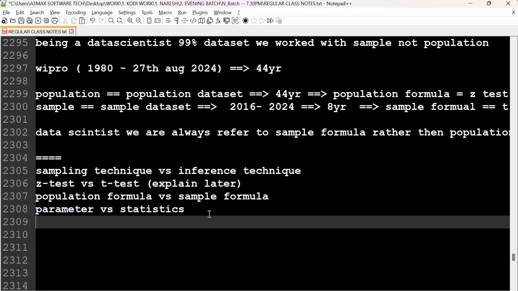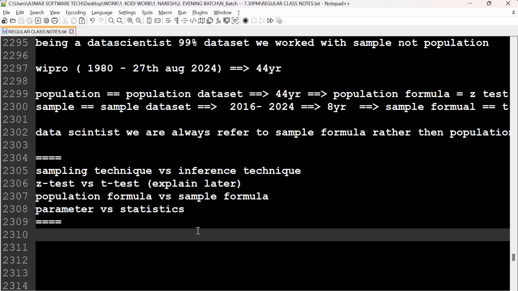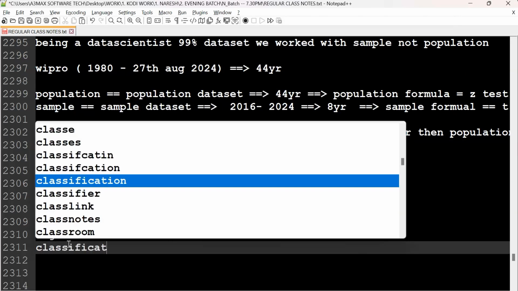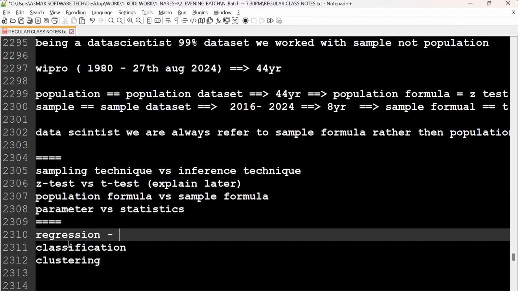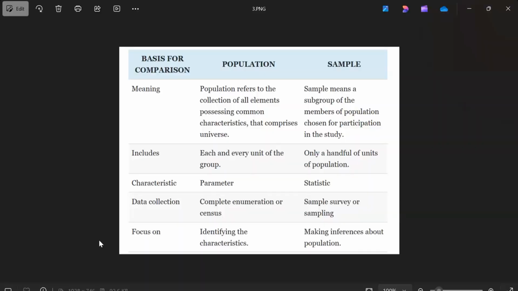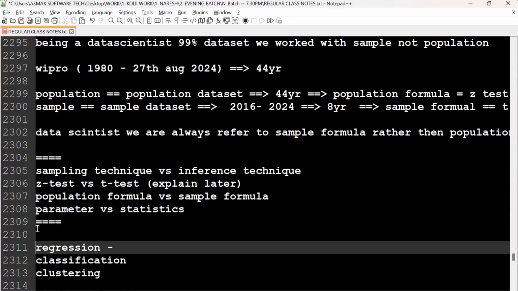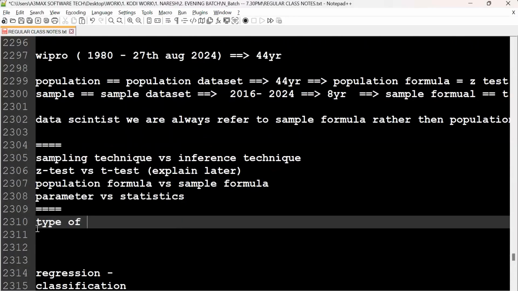So this was the first topic of statistics. Can we go to the next topic? What is regression, classification, clustering? Okay, now before I continue this, I want to go to types of data. How many types is data? Structured data, unstructured data, and semi-structured data, which is a combination of all those things.